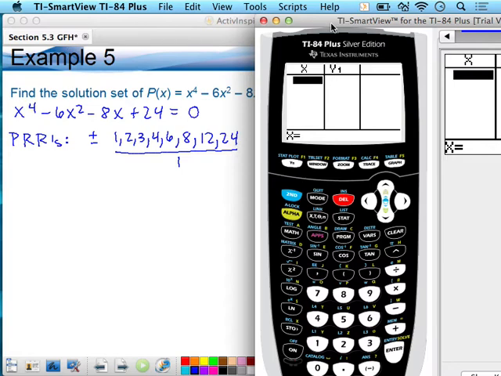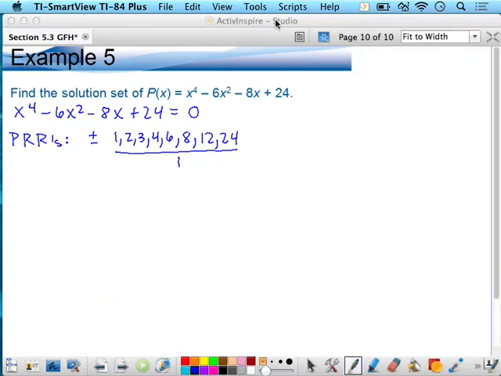So if I try positive 1, I do not get a 0. If I try negative 1, I don't get a 0 either. How about positive 2? There we go. There's our first rational root. Positive 2 returns a value of 0, which means that x minus 2 is a factor of this polynomial. So we are going to perform synthetic division on positive 2 to factor this problem down from a 4th degree to a 3rd degree. Let's make positive 2 our synthetic divisor.